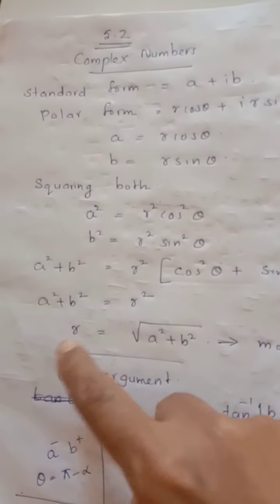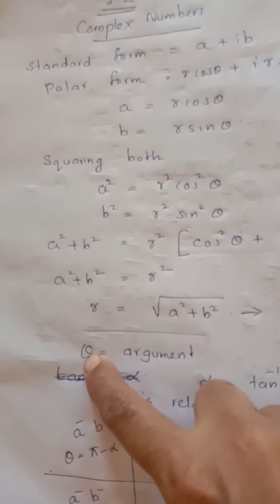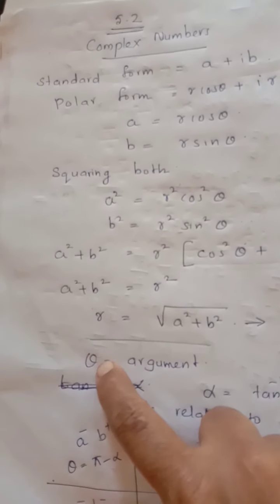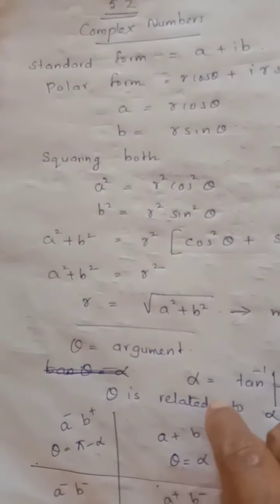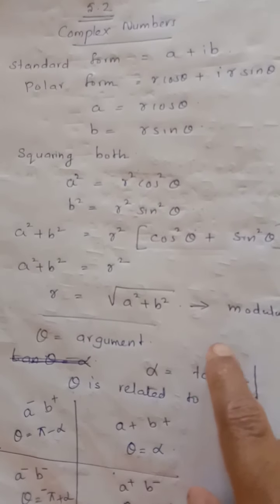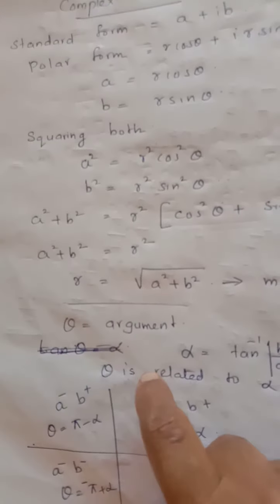Here r is called the modulus. Now we have another term, argument. Argument is actually the angle theta. But we are not finding theta directly. We have to find alpha first. We know the equation alpha is equal to tan inverse of modulus b by a. So theta is related to alpha. We have to find how the relation will come.